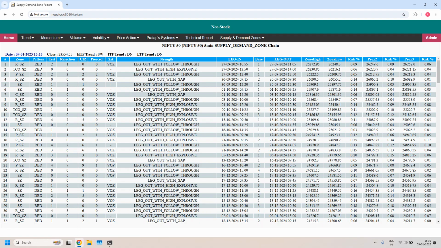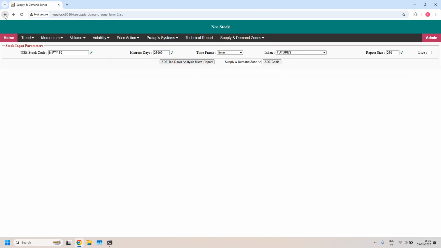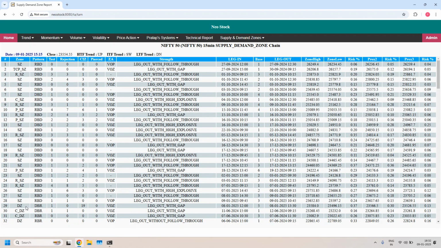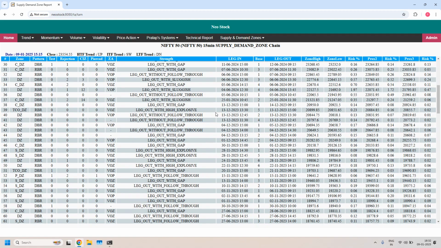But 5 minutes are, maybe I have to even 15 minutes also. Let me start with 15 minutes again. 15 minutes supply demand zone chain for NIFTY. We have only few demand zones are there. For our further reference, let me scroll the list down. These are the 15 minutes demand zones. You have 15 minutes time frame.